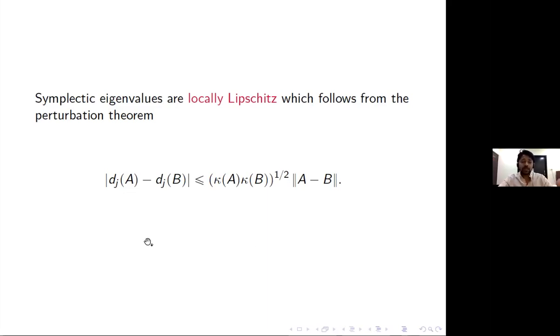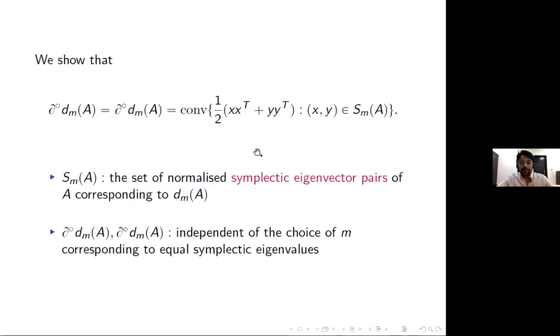We find the expression for the Clarke and Michel-Penot subdifferentials of the symplectic eigenvalue maps. We show that both the subdifferentials for these maps coincide, and find the expression, which is given by this. The Clarke and Michel-Penot subdifferential of d_m at A is given by the closed convex hull of half of xx transpose plus yy transpose, where (x, y) is a symplectic eigenvector pair corresponding to the symplectic eigenvalue d_m(A).